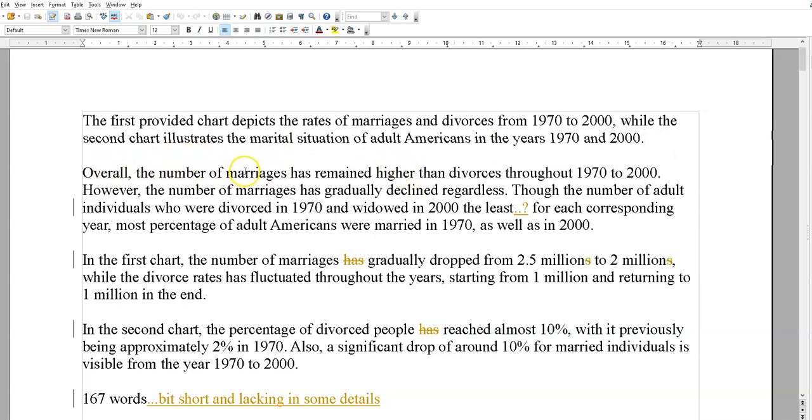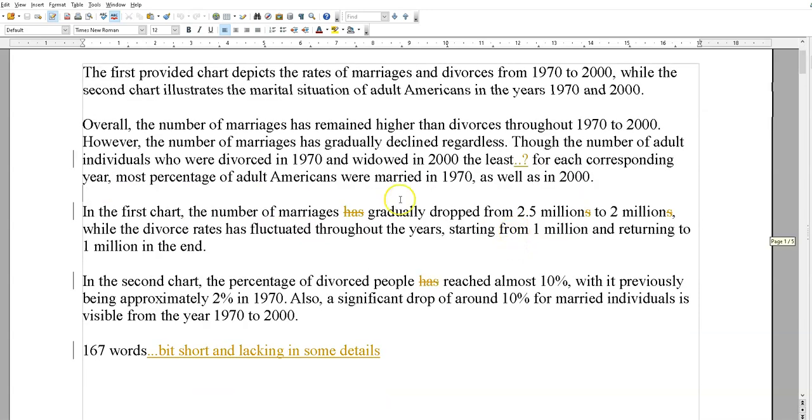Key features: marriages higher, divorce. Now, I wasn't quite sure about this particular one. And widowed in 2000, the least for each corresponding year. I'm not quite sure what that means, the way that's been worded. So what's the highest, what's the smallest? That's not very clear. Now, the author was using present perfect. Well, both of these times are in the obvious past, 1970 to 2000. So we only use present perfect if we're comparing past and present, but both these times are firmly in the past, so simple past. It gradually dropped from this to this.